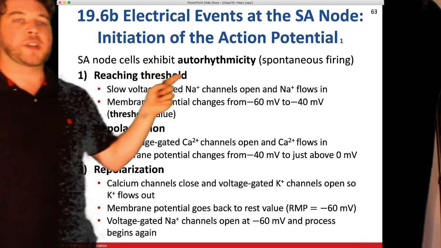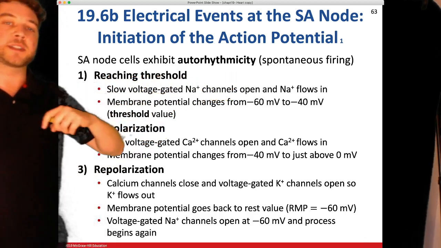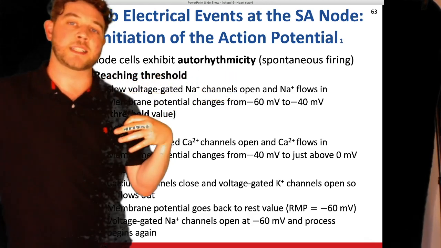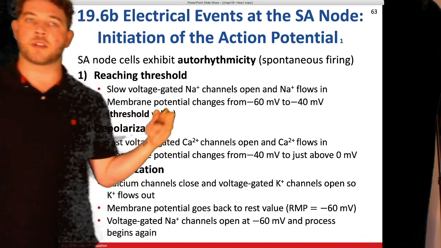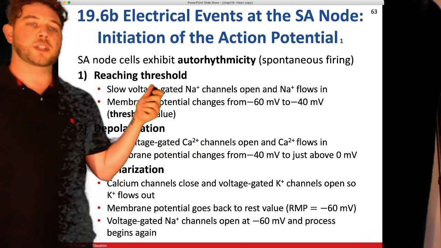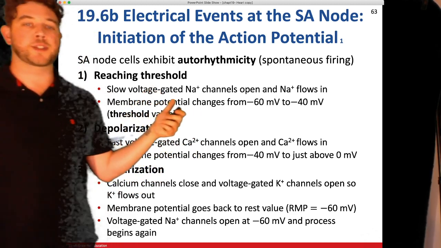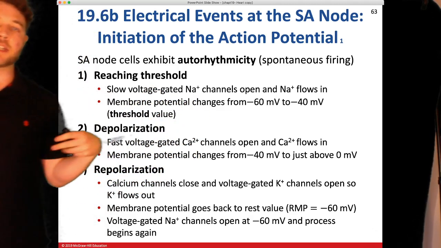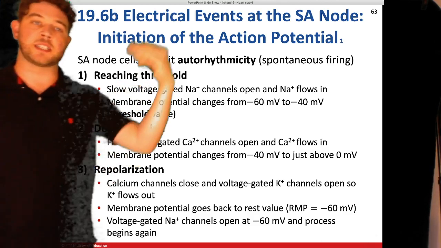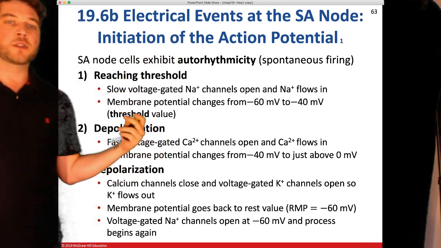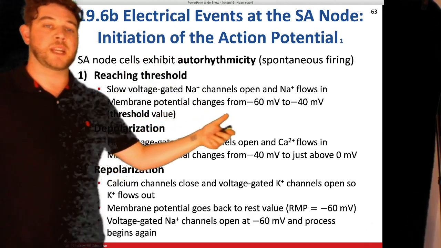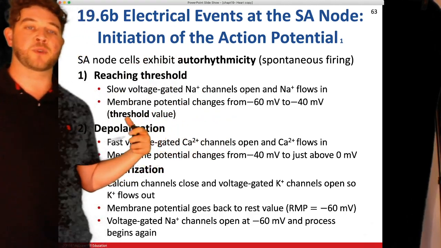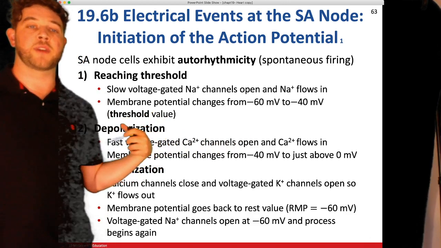The SA node exhibits autorhythmicity, meaning spontaneous firing. Again, the medulla oblongata does not initiate the depolarization. The SA node does it itself. To reach threshold, the slow voltage-gated sodium channels open and sodium flows into your nodal cell. Remember, we're trying to depolarize, trying to get it more positive. So as sodium flows in, the membrane potential changes from negative 60 to negative 40 millivolts. This is your threshold value.